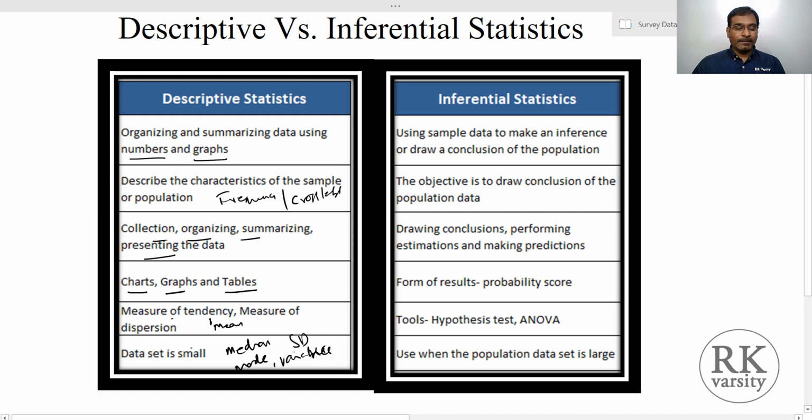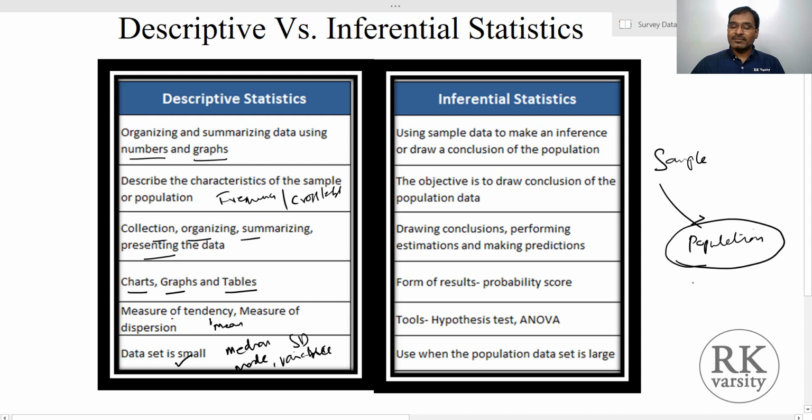All right, then data set is small. Now on the other side, you have inferential statistics, using sample data to make an inference or draw conclusions of the population. So in case of inferential statistics, what we do is we collect the data from a sample, and then using this sample we try to interpret the population.